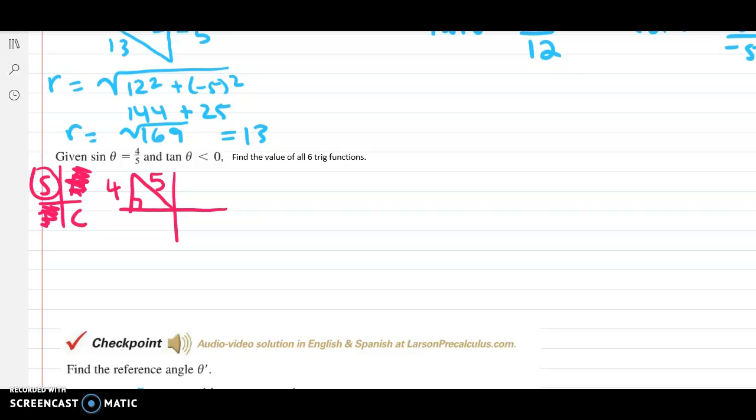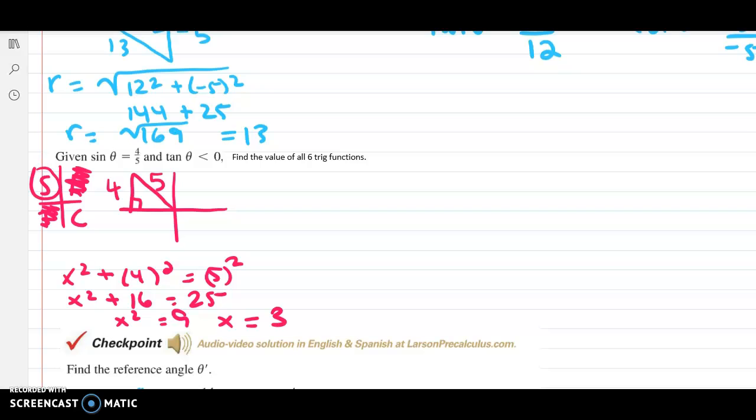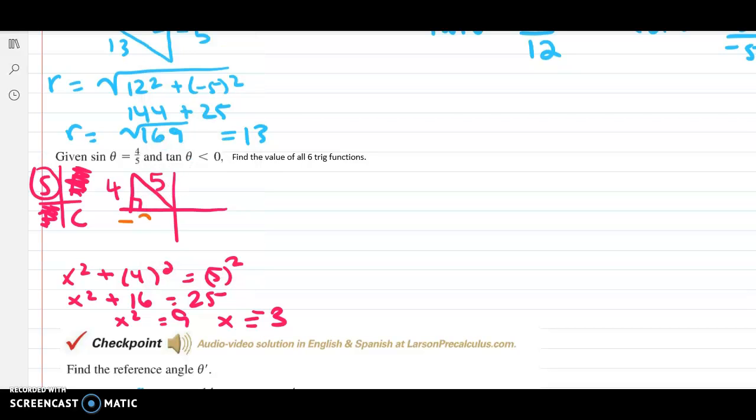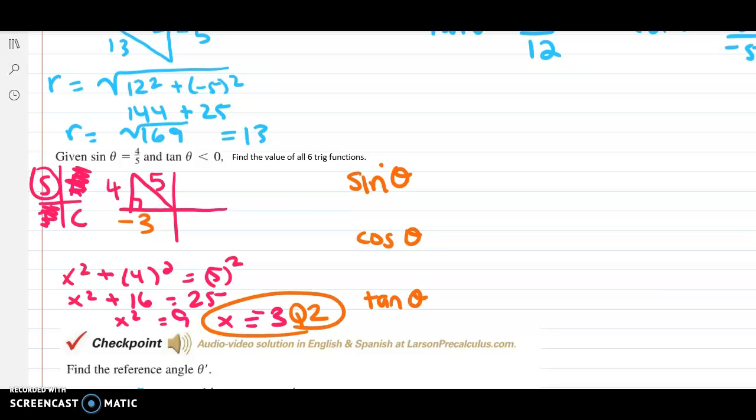So, using the Pythagorean theorem, x squared plus y squared equals r squared. So x squared plus 16 equals 25, x squared equals 9, x equals 3, but we're in quadrant 2, so that means we need to take the -3 one. So this here, -3, because we're in quadrant 2. So now go ahead and find the 6 trig functions of theta. The hardest thing to do for this one is come up with this piece right here.